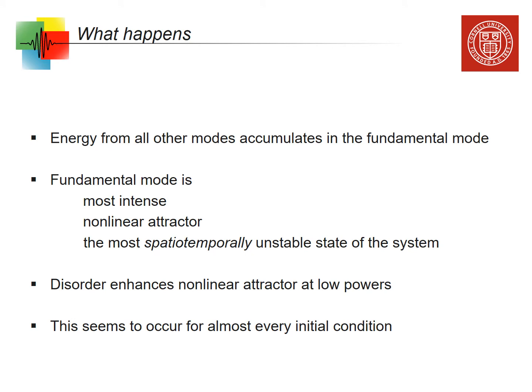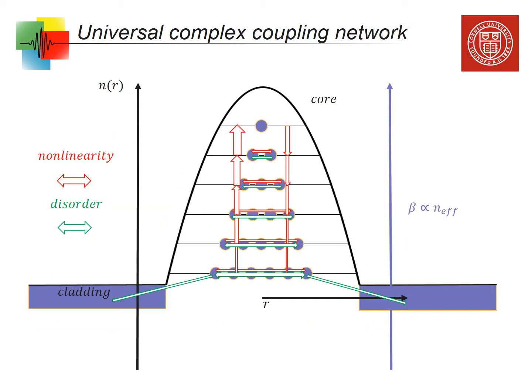To summarize all that, what we see is energy from all the other modes accumulates in the fundamental mode. But the fundamental mode is the most intense, it's the nonlinear tractor, but it turns out to be the most spatiotemporally unstable state of the system for many different reasons that are all related to it being this nonlinear tractor in space. We see that disorder enhances the nonlinear tractor at low powers, and overall we see this for a wide range of different parameters, including a wide range of different initial conditions going into the fiber. So all this different stuff that we see can, in a qualitative way, in an intuitive way, be understood in terms of this directed complex coupling network between the modes.